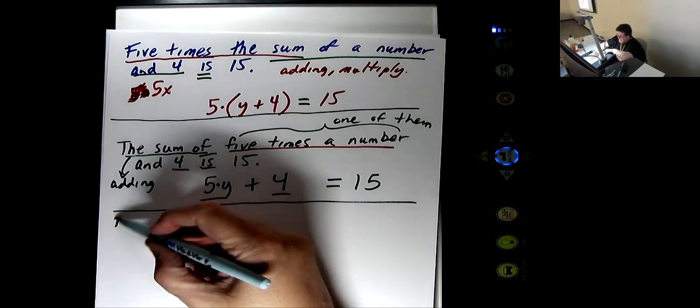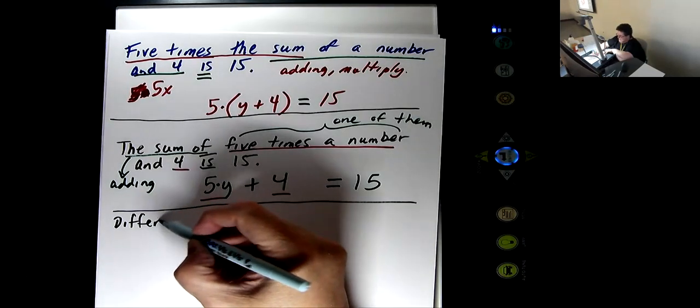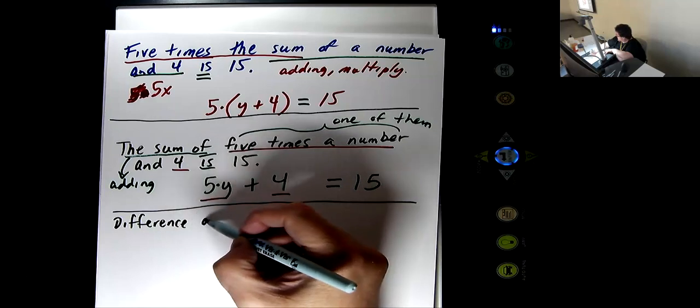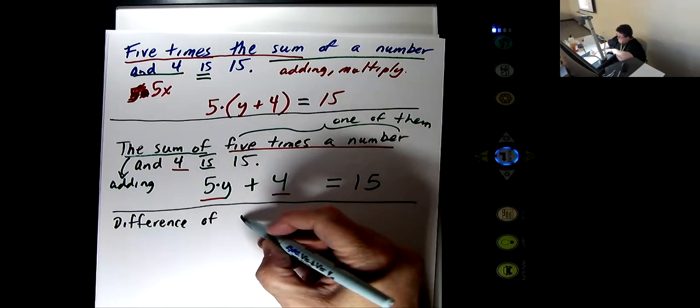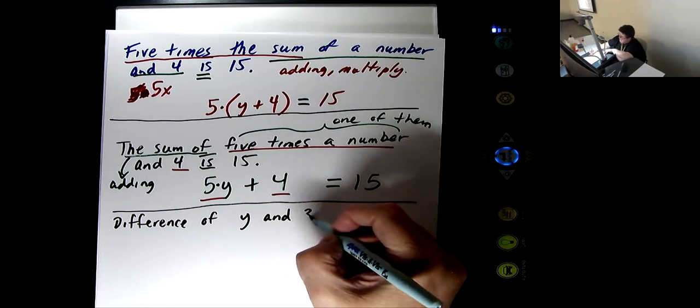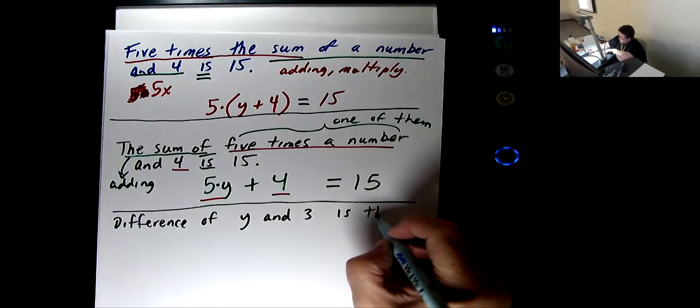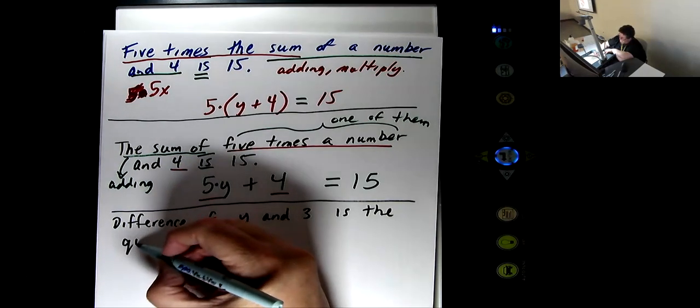Here's another one. Difference of y and 3 is the quotient of y and 5.